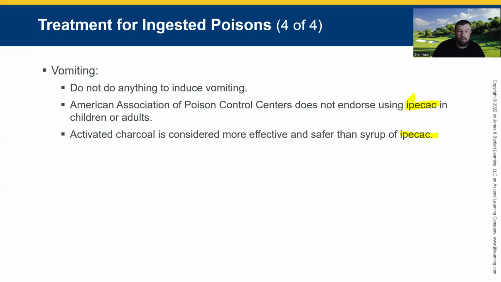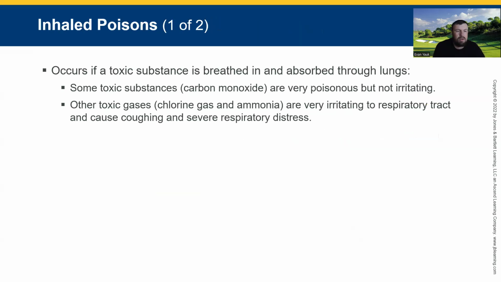It's already went down. We don't want to come in. That's the big picture. So inhaled poisons, this occurs when toxic is breathed in. It's absorbed in our lungs, that mucous membrane. That's how it gets into our body system. So things like carbon monoxide are super poisonous. We've got other gases, chlorine gases, ammonia, super irritating to the respiratory tract. You're going to get coughing and severe respiratory distress, eyes burning and watering.